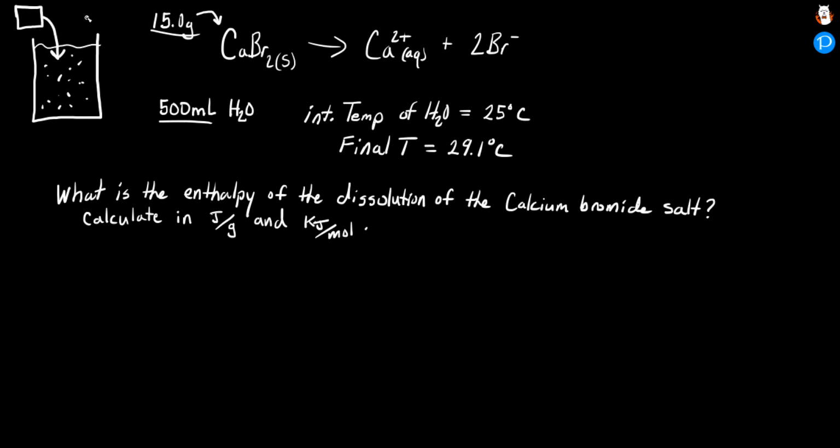And let's say that we have a thermometer in there as well, measuring the temperature for us. Before we dissolve the salt, the initial temperature was 25 degrees Celsius. And the final temperature, after all of it dissolves, is 29.1 degrees Celsius. We want to figure out what is the enthalpy, or the change in energy, of the dissolution. Dissolution just means the dissolving of that calcium bromide salt. And we want to calculate it in joules per gram, and also in kilojoules per mole. So let's think about this.